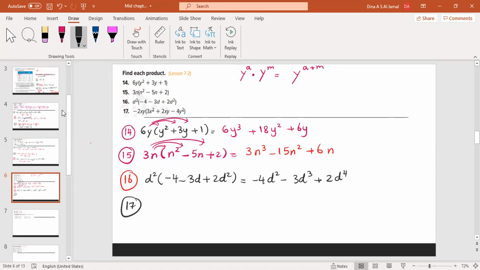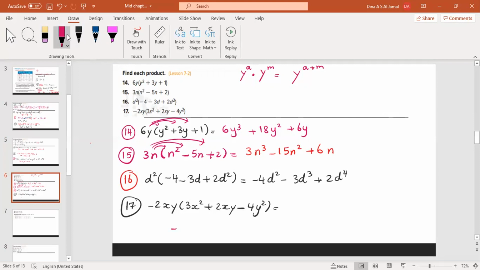In this question, you need to pay attention that you are having two variables. So minus 2xy multiplied by 3x squared plus 2xy minus 4y squared. So here you need to pay attention that you are not only having one variable, you are multiplying with two variables. So pay attention when you add powers.